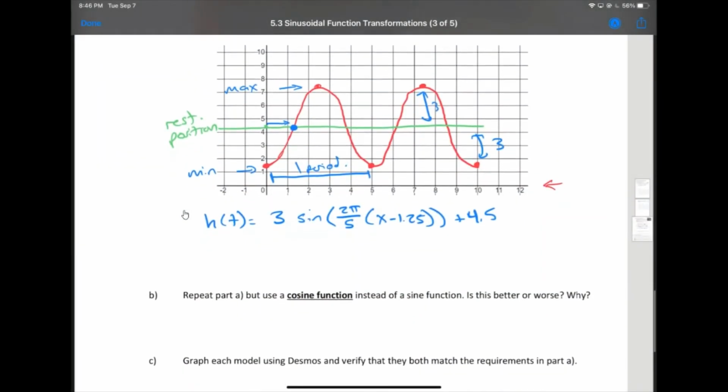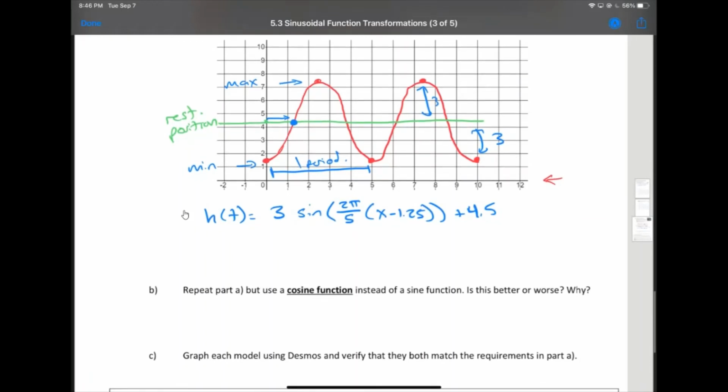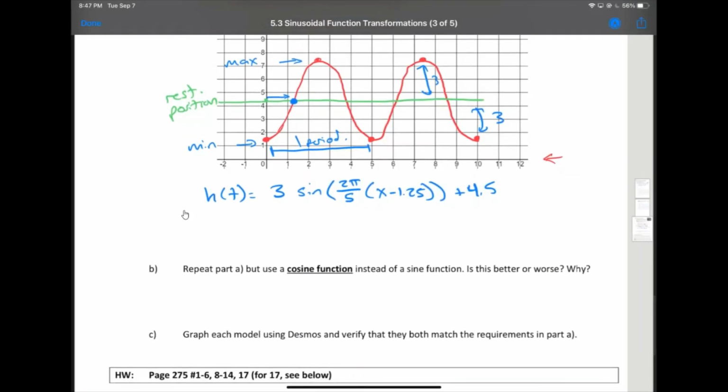Next part is, can we find the same thing but using a cosine function instead of a sine function? Okay, well, I'm going to tell you the one thing that's kind of nice here, and that's that h at t, a whole bunch of things are going to be the same. It's going to have the same amplitude.